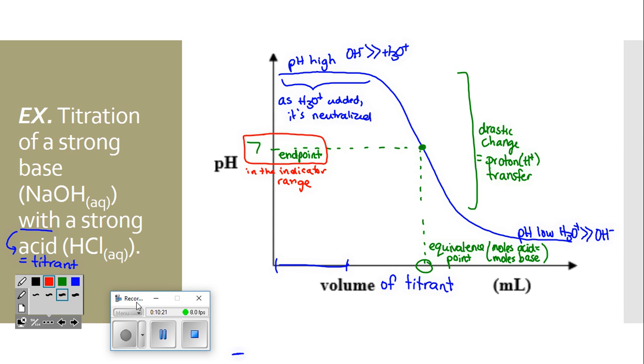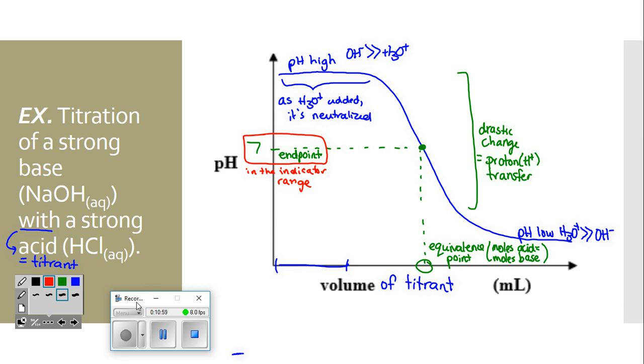So if you look at the indicator list in your data booklet, I wouldn't want to pick, for example, methyl red. Methyl red has a low end of 4.8 and a high end of 6. 7 is not in between those values. But bromothymol blue, the one that we used in our titration yesterday, has a low end of 6 and a high end of 7.6. 7 is in between those values, meaning this indicator will change color as we go past the endpoint. That is how you pick an indicator.